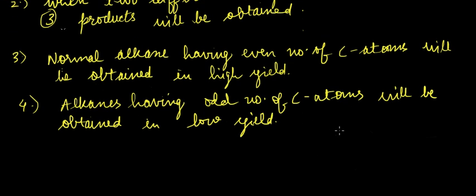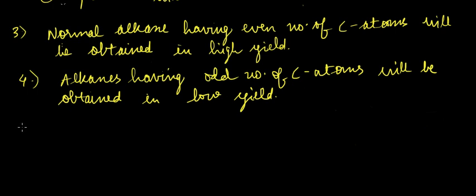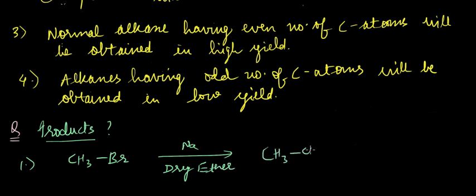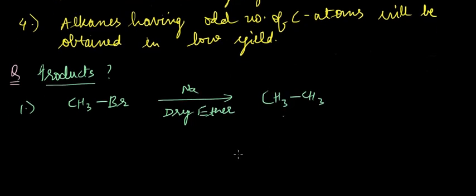Okay, so let us do some more practice on the product formation of Wurtz reaction. So here to tell the products formed when we are using CH3Br and reacting it with sodium in dry ether. The product formed would be simply ethane.